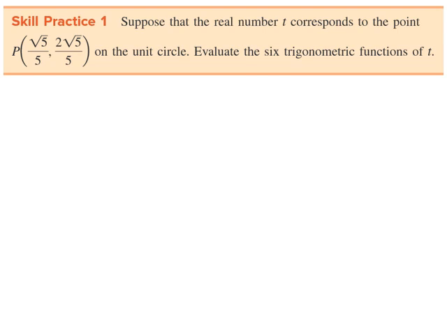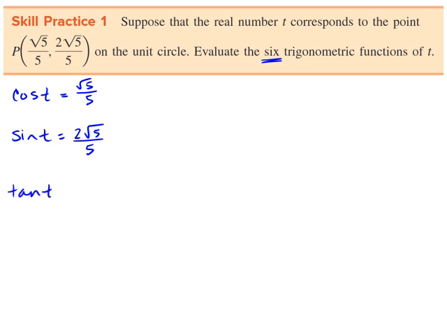Okay, so here's another example. This one is similar, but now we want to identify the 6 trig functions. So we want to find sine, cosine, and tangent, as well as secant, cosecant, and cotangent. So we should know from this ordered pair right away what cosine and sine are. So cosine of t is in the x position, which in this case is root 5 over 5. Sine of t is in the y position, which is 2 root 5 over 5.